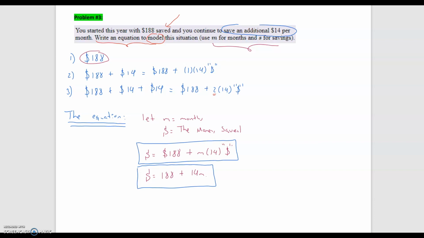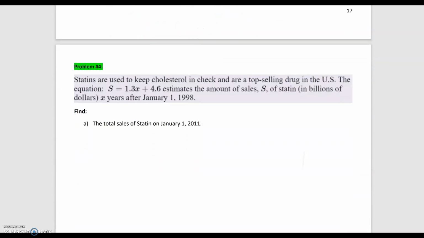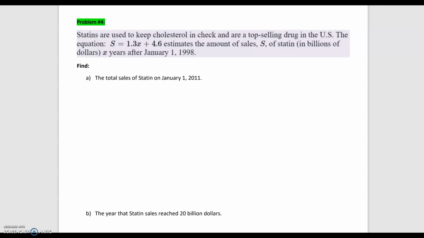Let's take a look at problem 4. So they don't want us to solve anything. They just want us to write the equation that you could use to solve any future scenario. So let's move on to problem 4. Now take a second and read problem 4.